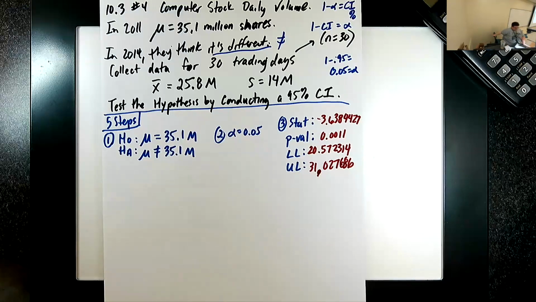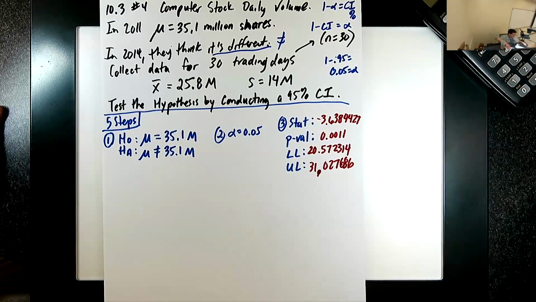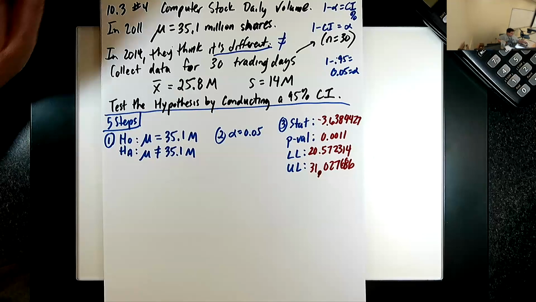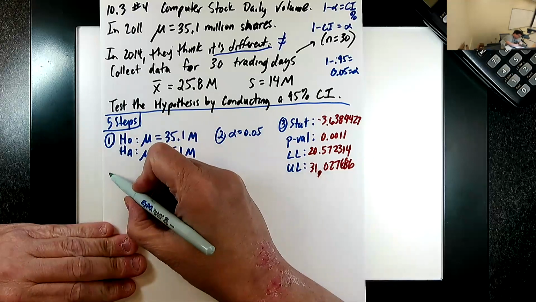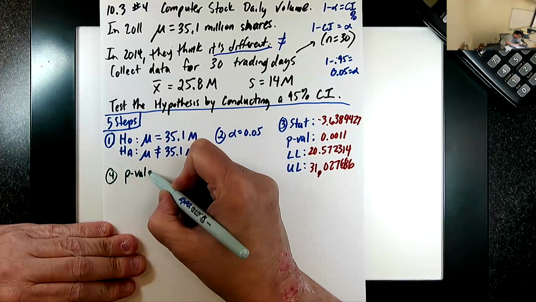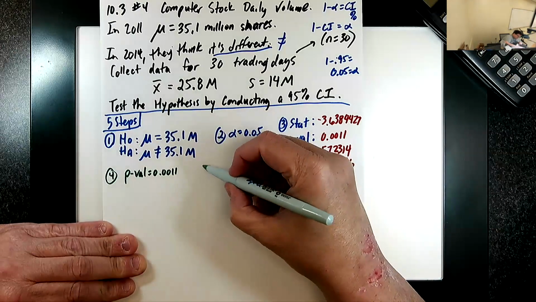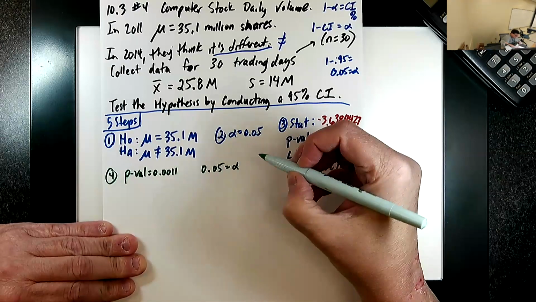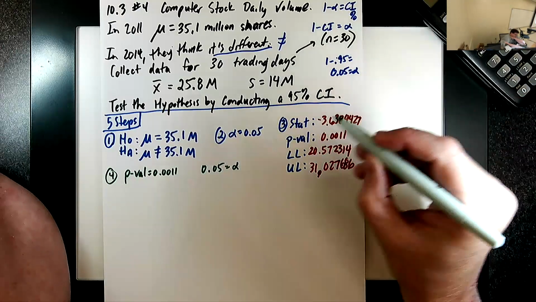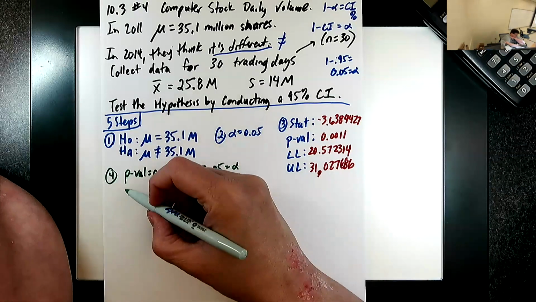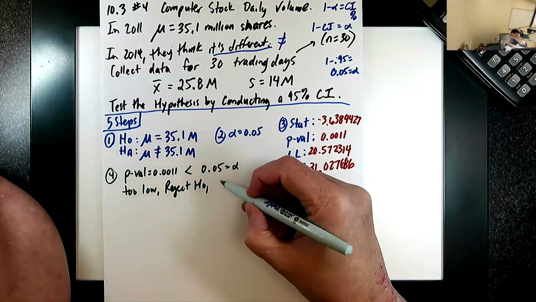Now you won't need to write down the lower limit and upper limit because I'm not going to give them to you. You're not having StatCrunch with you. But you should do the stat and the p-value. Step 4 is we compare the p-value and alpha. P-value was 0.0011 and alpha was 0.05. The p-value is too low. Reject the H naught. Support HA.